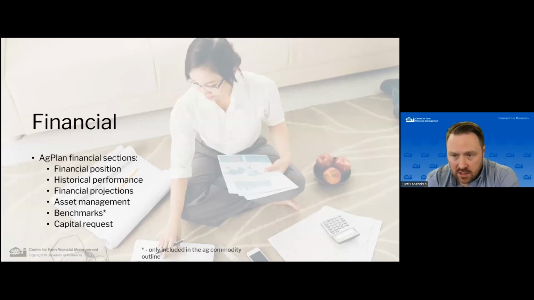So as we look at AgPlan, hopefully you've already seen these and hopefully you're not too worried about them. But these are the sections that we have in AgPlan. We start off with a financial position. I'll go into more depth on these as we go through here today, but then we'll talk about historical performance. We'll talk about projecting your finances. We'll talk about asset management. I'll briefly mention benchmarks, and then we'll get into the capital request.